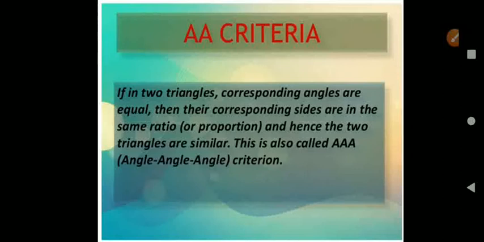AA criteria, it is also called as AAA criteria. If in two triangles corresponding angles are equal, then their corresponding sides are in the same ratio and hence the two triangles are similar. It is also called as AAA criteria, because by angle sum property the third angle must be equal.